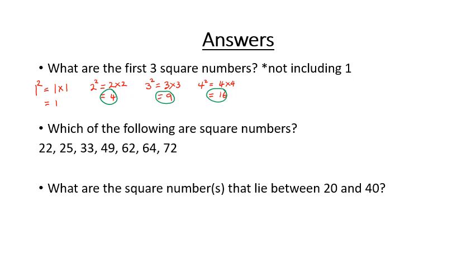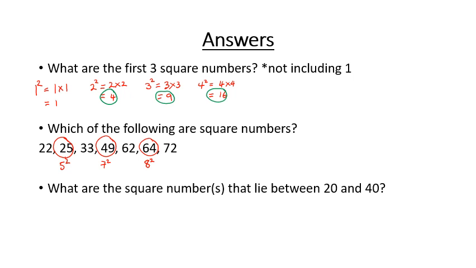In our second question, it says, which of the following are square numbers? Well, we know that 25 can be written as 5 squared. We know that 49 can be written as 7 squared. And we know 64 can be written as 8 squared. Those are the only 3 numbers in that row of numbers that can be written with a base number to the power of 2.